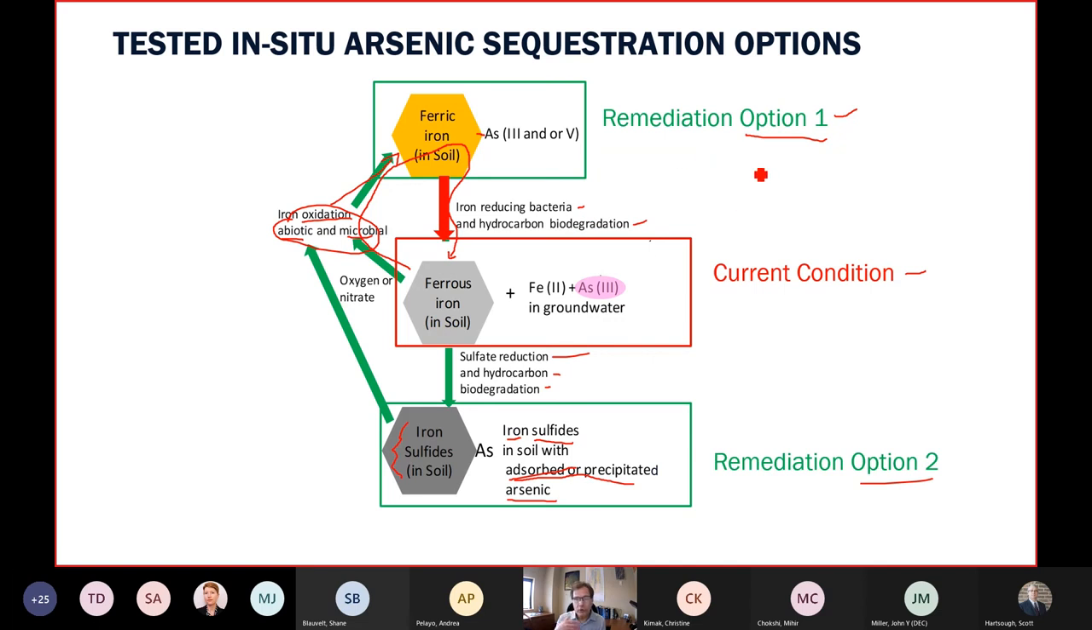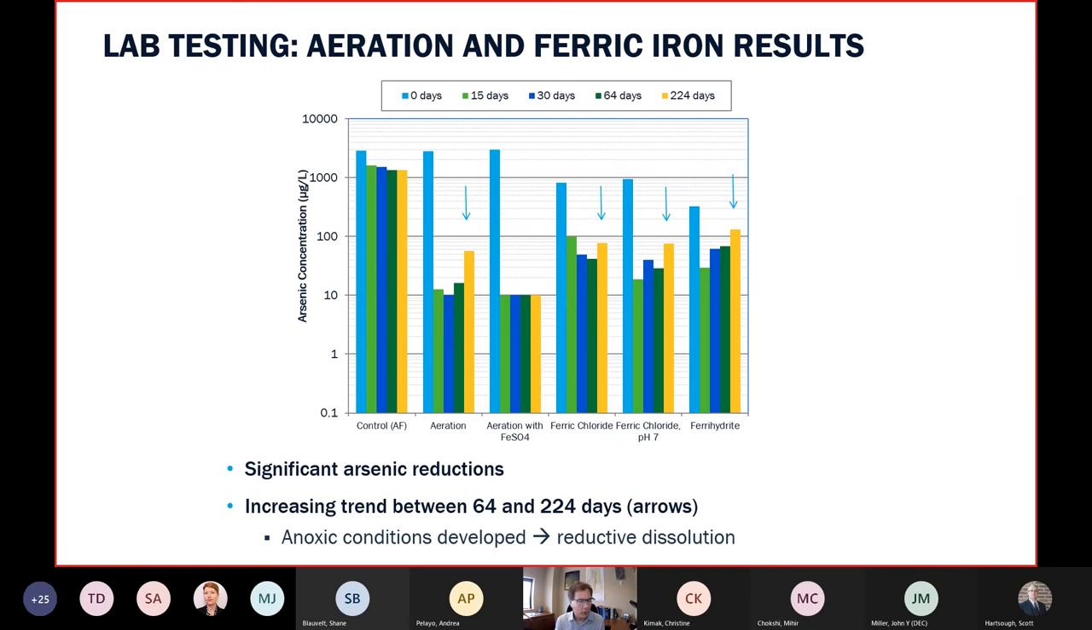So what this challenge represents is a decision point of how do we essentially remove arsenic from its dissolved state. It's very difficult to just take all the arsenic out of the ground because it exists on many minerals. So the preferred option for in-situ arsenic remediation is typically to try and get it out of its dissolved phase and get it to adsorb or precipitate onto iron, and in this case, iron sulfides. So a little bit more before we move on to the groundwater modeling perspective.